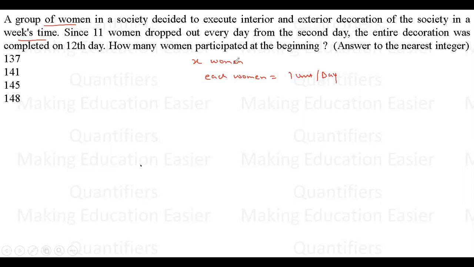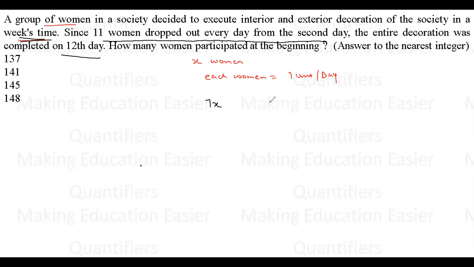So from here we can say that if there are x women and they are taking 7 days, total work will be 7x units, right? Because if every woman is doing 1 unit, x women will do x units every day. In 7 days, they will do 7x units. Now, the other way of doing it is that since 11 women dropped out every day from the second day, the entire decoration was completed on the 12th day. That means if every day 11 women are fewer, then it is going to take almost 12 days.